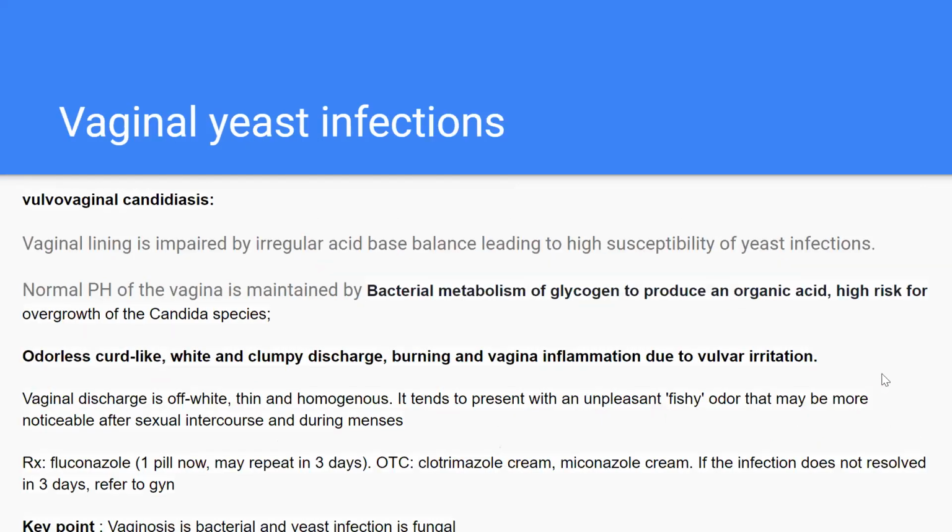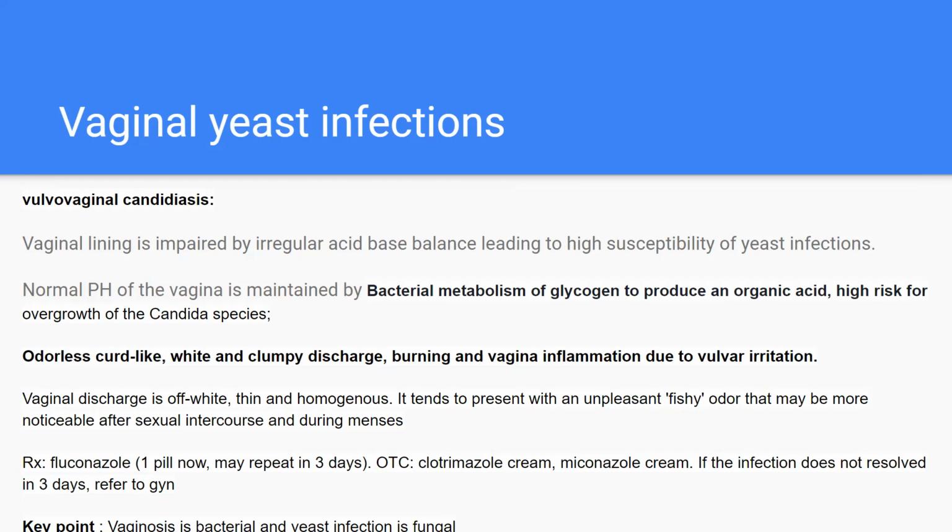Vaginal yeast infection is one of the common things that you will see in the clinic with patients who undergo antibiotic use, or their immune system is low, or they went through chemotherapy. It's important to know what causes this and how you treat them. Common vaginal infections that you will see on board exams are listed here. Vaginal candida, the differentiating signs and symptoms: odorless, curd-like, clumpy discharge, and how you treat them.